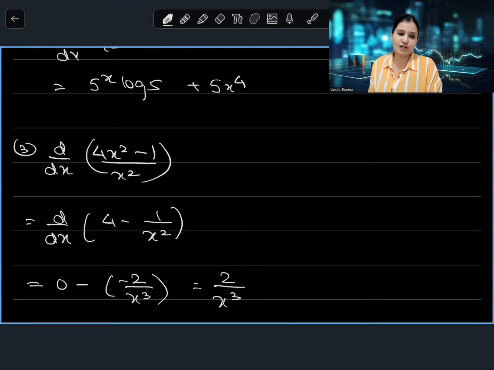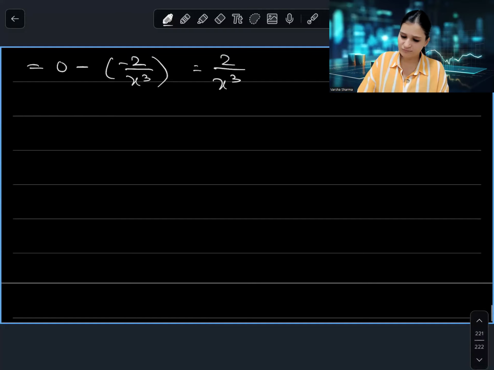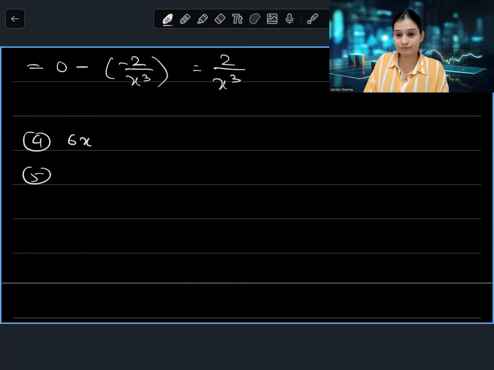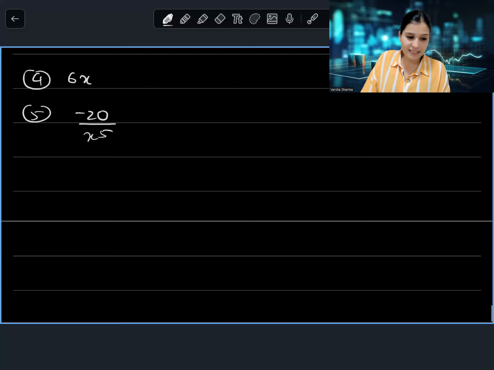Next, what's the differentiation of question number 4? 6x. Directly. 5. Minus 20 by x power 5. Very good. Question number 6. e to the power x into 1 by x plus log x into e to the power x.